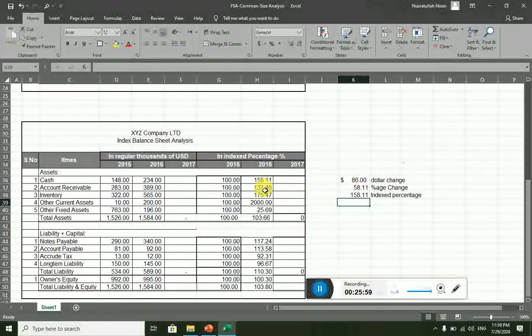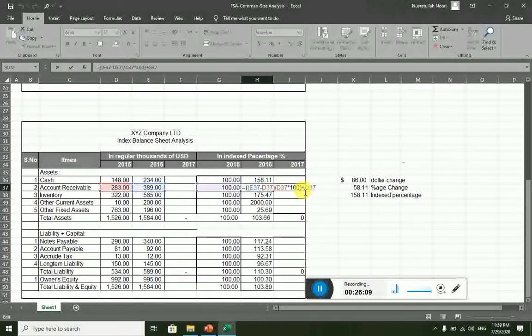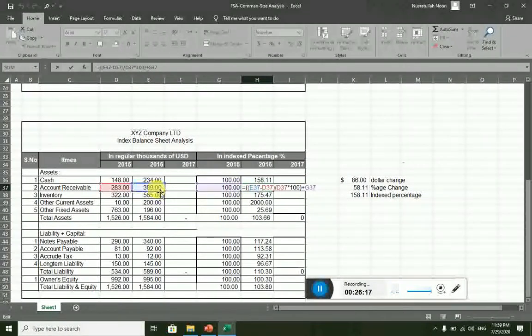So this operation has been used in a single formula for each item. Here you can see current year minus base year divided by base year multiplied by 100 and then plus base year percentage. So this E37 is the current year figure, D37 is the base year figure divided by D37 again base year figure multiplied by 100 of the formula plus G37 is the base year index percentage, right? By doing this we can get all the percentages.